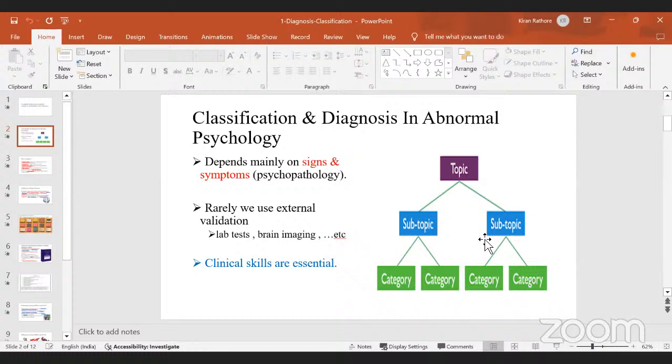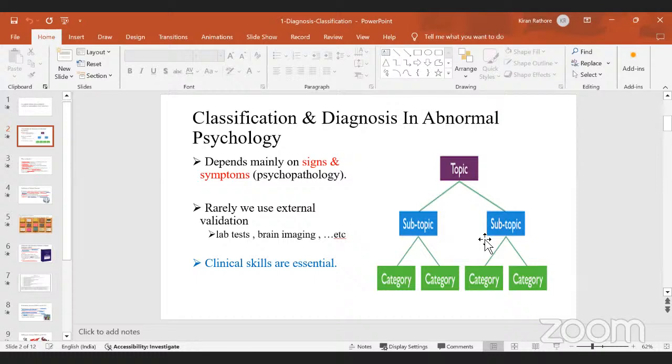Okay, see, compared to physical illnesses, for mental illnesses we rarely use external validation. For example, for physical illnesses you have blood tests, scans, lab tests, brain imaging. All of those tests are there. But for mental illnesses, we depend upon signs and symptoms. Very, very rarely would we go for any lab test or brain imaging. So as we are not dependent upon all these, clinical skills are very essential, I cannot say it enough.